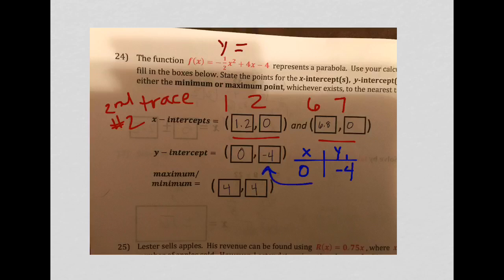And then my maximum or minimum, it looks like this, so it's going to have a maximum. So I'm going to do second trace number 4, which is maximum. It should look like it's at 4, so I'll tell it to go between 3 and 5. So 3 enter, 5 enter, and it'll spit out something that rounds to 4.